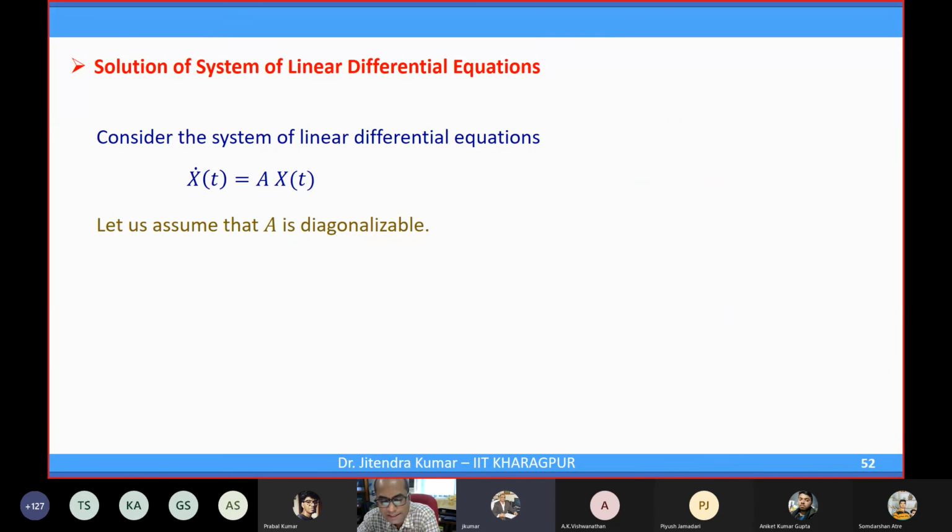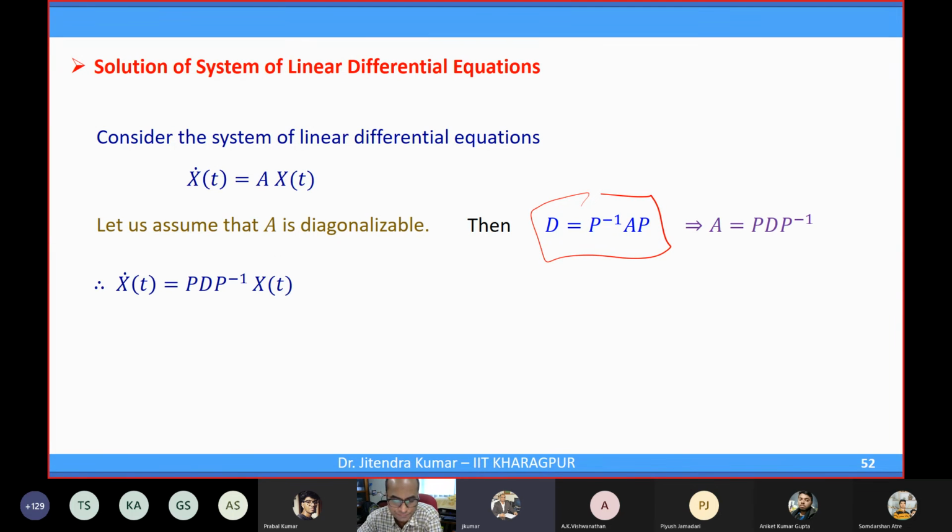Good. So we assume that A is diagonalizable, and that we have to assume. That is the application of diagonalizability. If it is not diagonalizable, then at least the approach we are explaining will not help. Then there are other, more complicated ways which can be used for solving such systems. When this is diagonalizable, we can have D equal to P inverse AP, or A equal to PDP inverse.